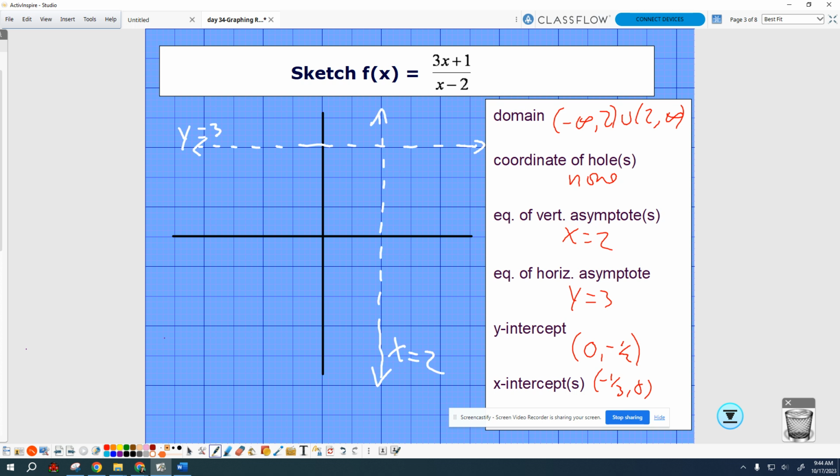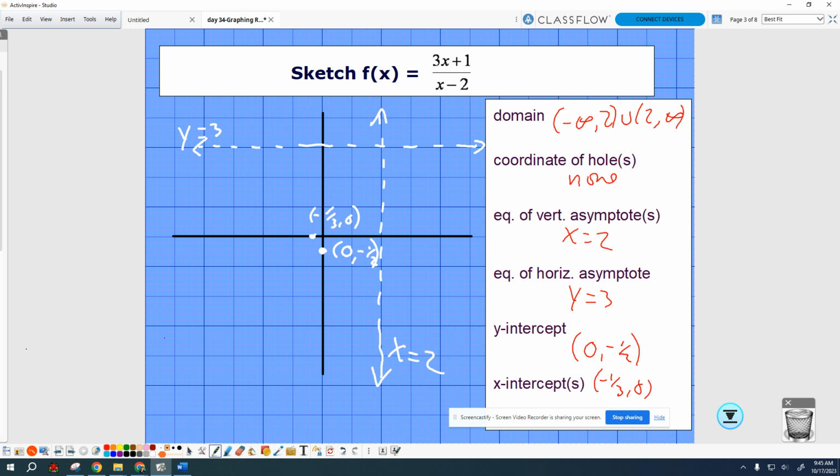Tycho, how do I plot the coordinate (0, -1/2)? Starting at the origin, do I go left or right? For the y-intercept, go down a half, 1/2. Okay. Nick, how do I plot (-1/3, 0)? So it's kind of right here. And clearly these are approximations, right? Okay.